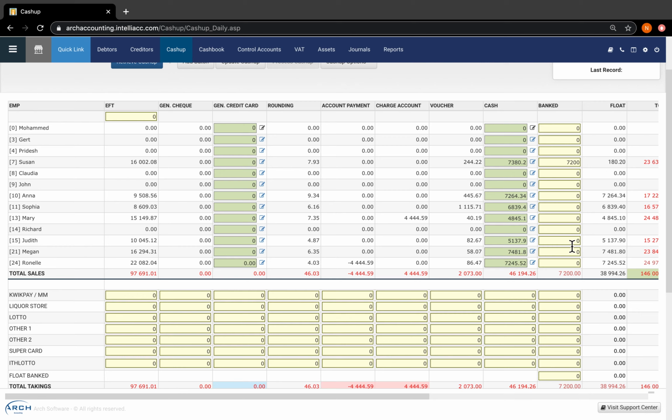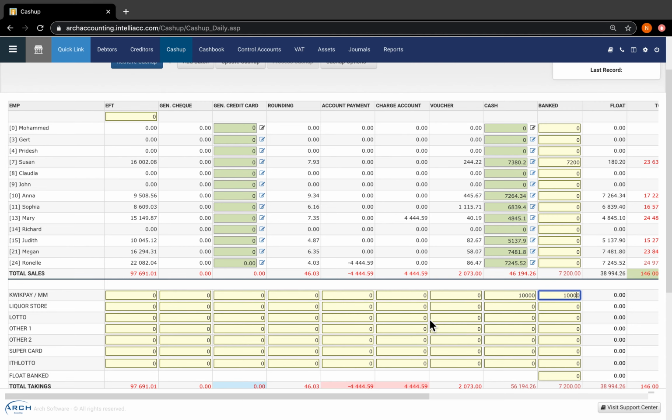Third-party receipts, for example money market, will be captured at the bottom. Let's assume 10,000 Rand cash was received for the day at the money market counter. Let's insert 10,000 Rand, and that same 10,000 Rand was banked as well.